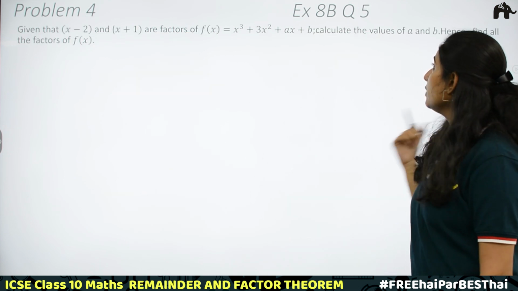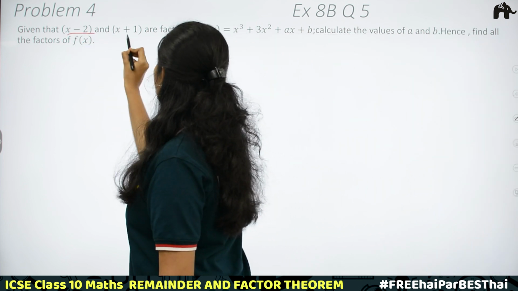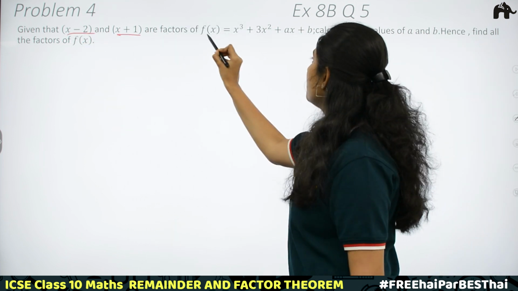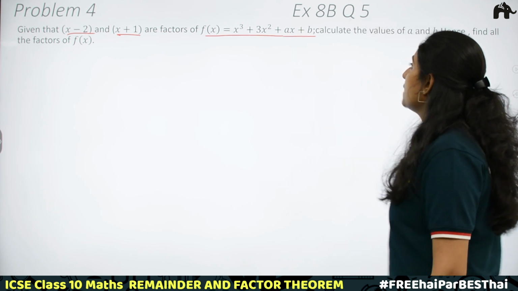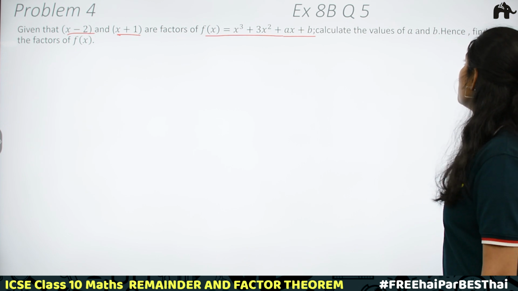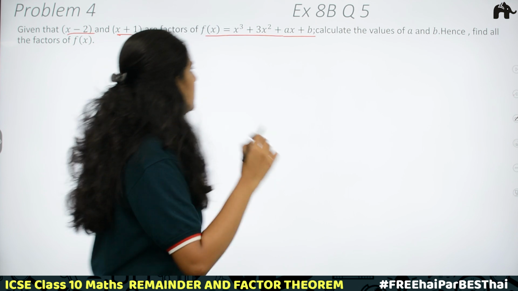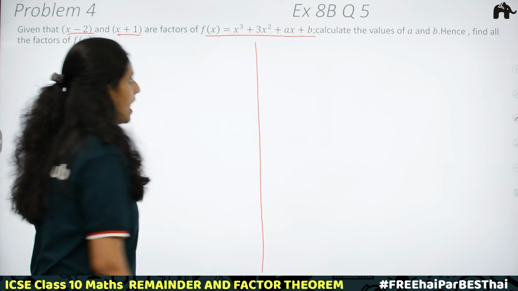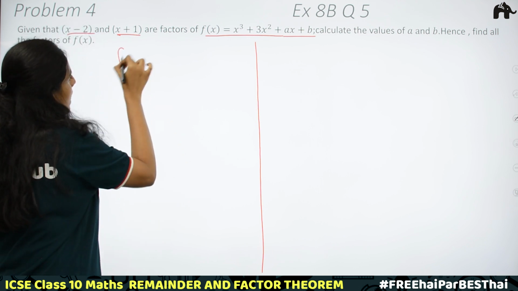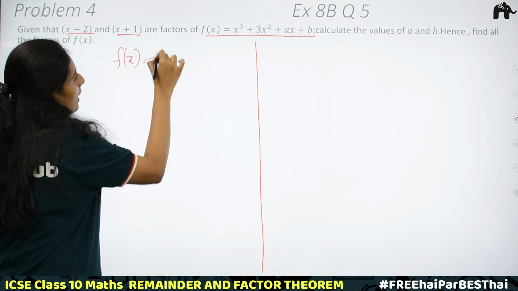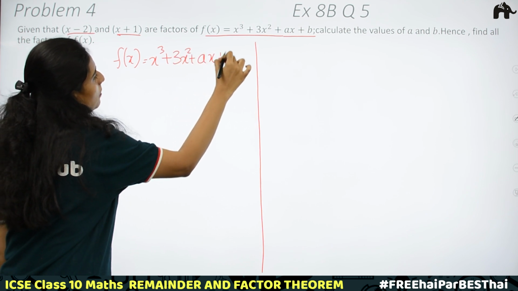Problem number 4, question 5 of exercise 8b. Given that x minus 2 and x plus 1 are factors of f of x is equal to x cube plus 3x square plus ax plus b. Calculate the values of a and b, hence find all factors of f of x. Here in the expression for f of x, we have a and b. We need to find the values of a and b. The expression is f of x is equal to x cube plus 3x square plus ax plus b.